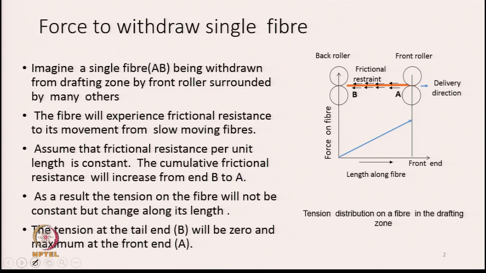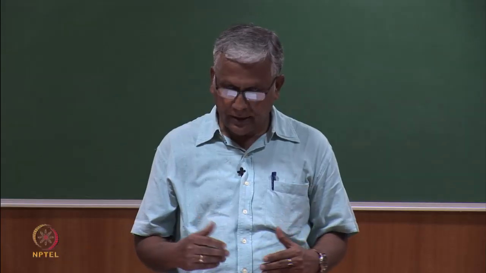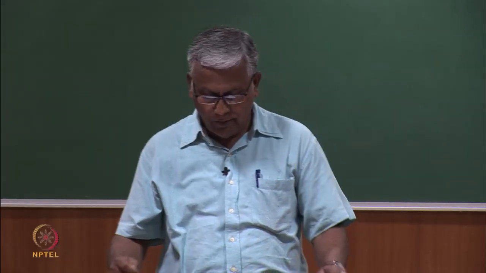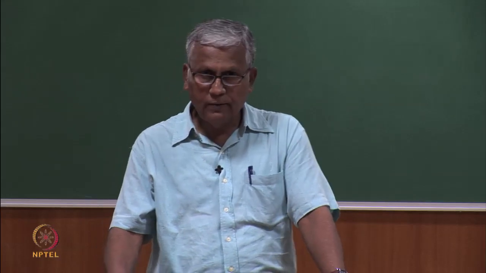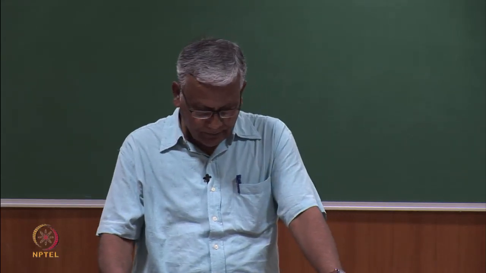As it is being moved away from the drafting zone at a higher speed, the fiber is going to experience frictional resistance to its movement. From whom? From the slow moving fibers, because this fiber is in contact with many fibers. Many of those fibers are moving at a lesser speed than this fiber. Therefore, there is going to be some amount of frictional resistance to its movement. Slow moving fibers are going to resist its movement.